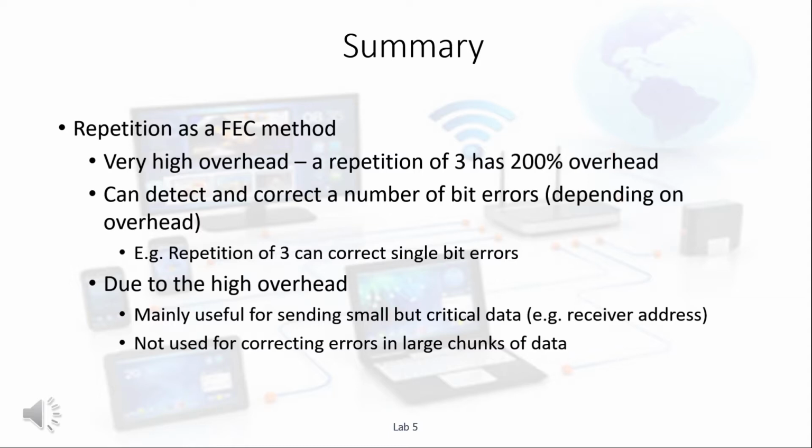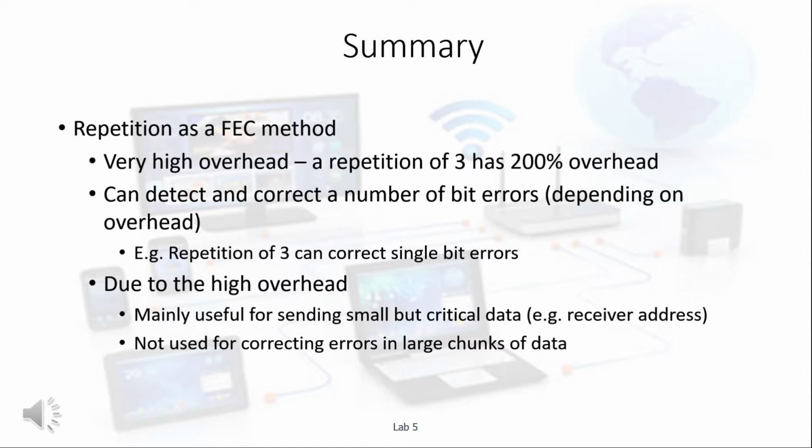But due to its high overhead, this technique is really only useful for when we want to correct for small amounts of data that are critical. For example, in the header information of a message, the receiver's address. So that has to be something that cannot be wrong, right? Whenever you send mail, you want to make sure that it gets to the right person. So if you're just considering the header and not the payload, repetition is a great way to do this.